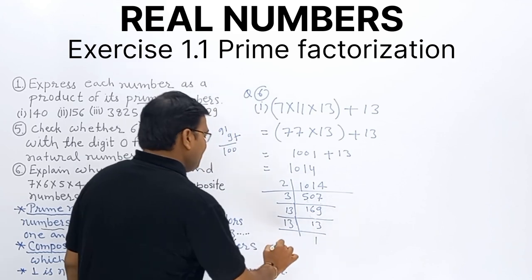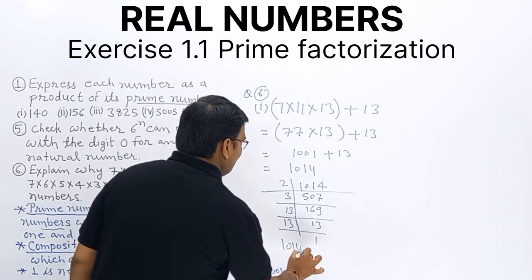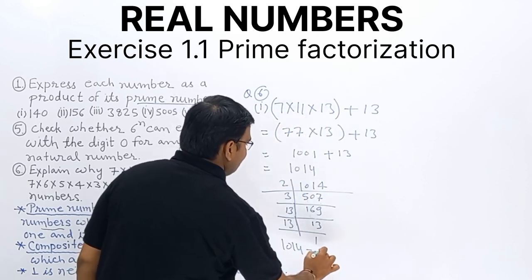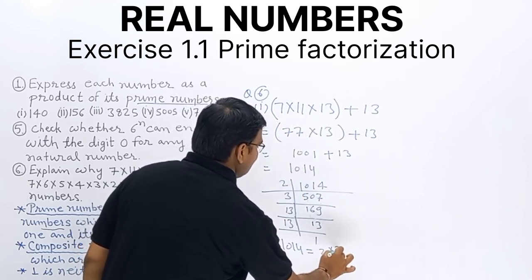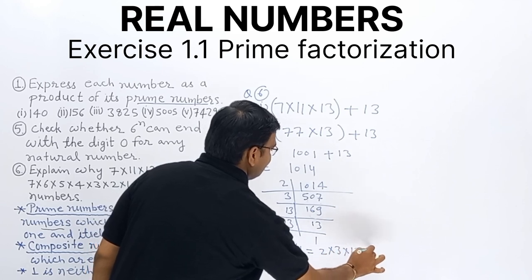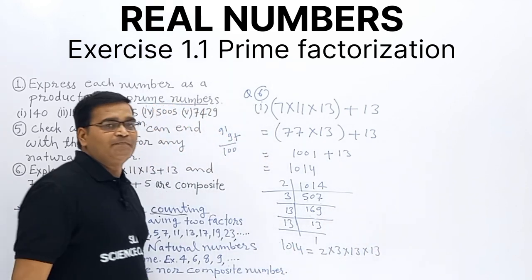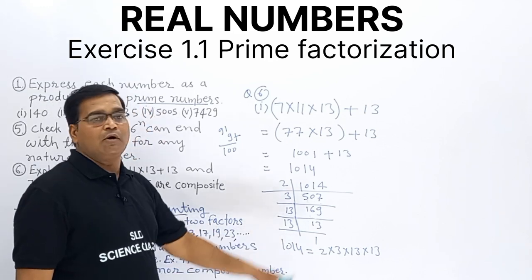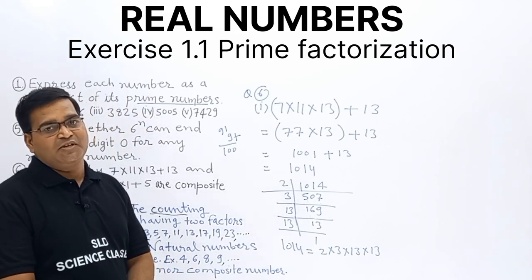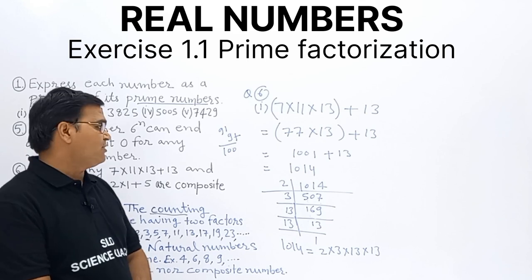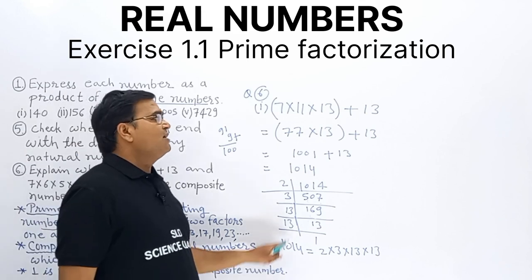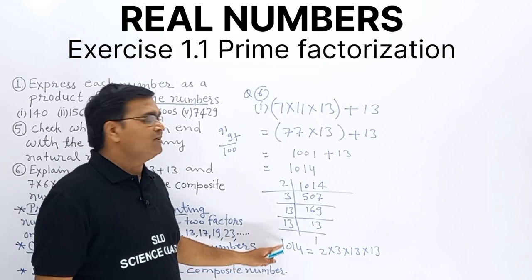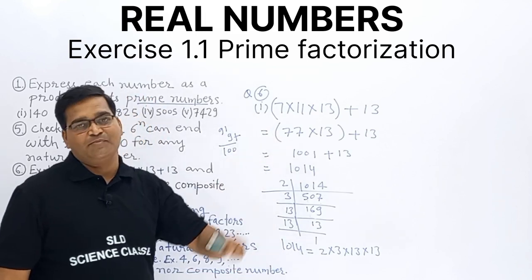So this number 1014 is the result of these numbers, and we are getting factors 2 into 3 into 13 into 13, and these are more than 2 numbers. This number is the product of more than 2 factors. So we can say this is a composite number.